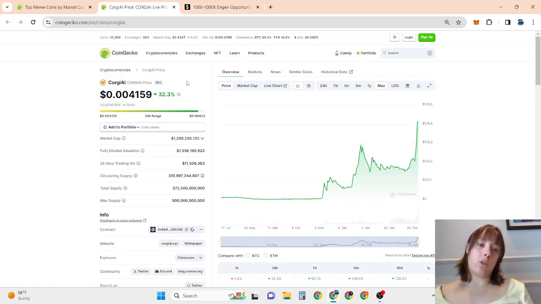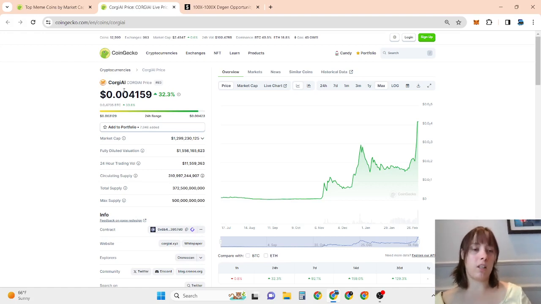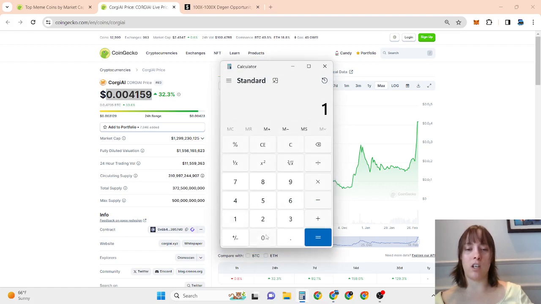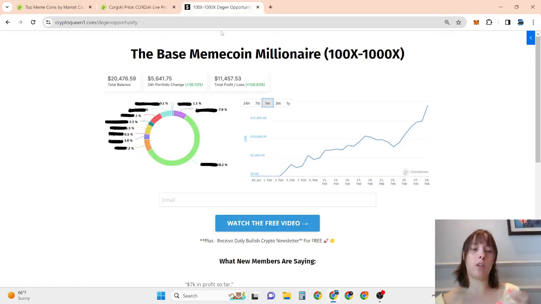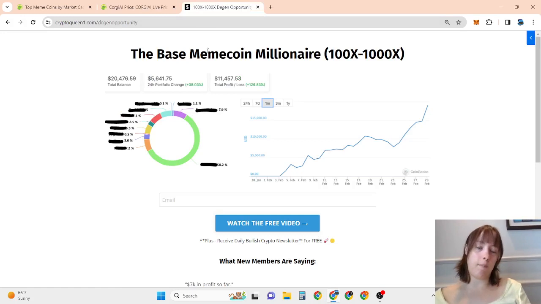If you are super bullish on CorgiAI, that's good. But if you want to make more money than CorgiAI, which means 100x to 1000x, okay? Which basically means if you are investing $100 and it's going to go 100x, it's going to be $10,000. If it's 1000x, it's going to be $100,000. So I'm looking personally at those types of gains, and usually the new opportunities can make that happen.